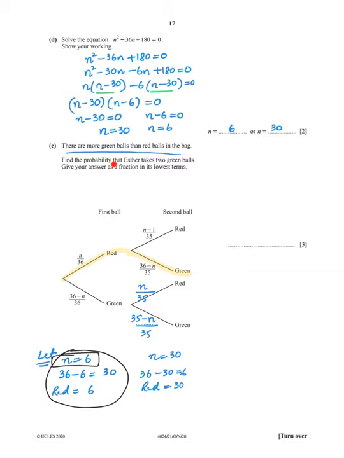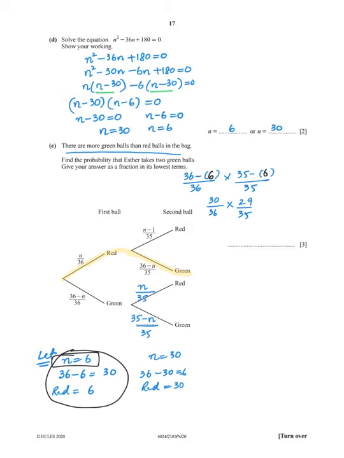After that, find the probability that Easter takes 2 green balls, give your answer as a fraction in its lowest terms. So if she is going to pick 2 green balls, the probability for the first green ball will be (36 minus n) divided by 36, and for the second one it's (35 minus n) divided by 35. The value of n we finalized is 6. So I will place the value, and now we need to simplify it. So 36 minus 6, it's 30 divided by 36 times 35 minus 6, it's 29 divided by 35.